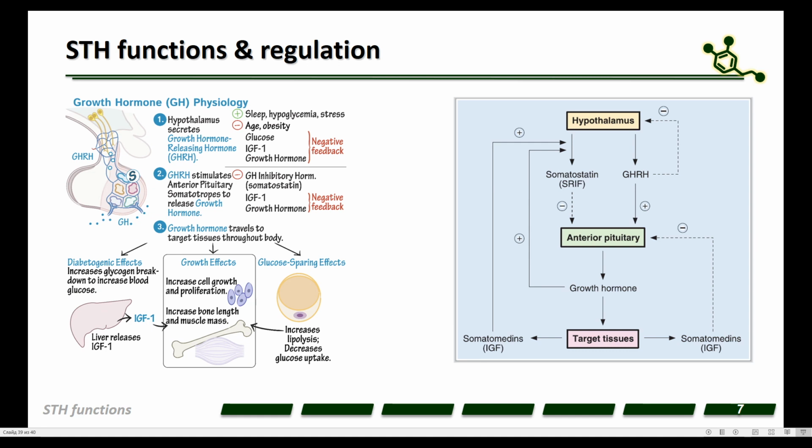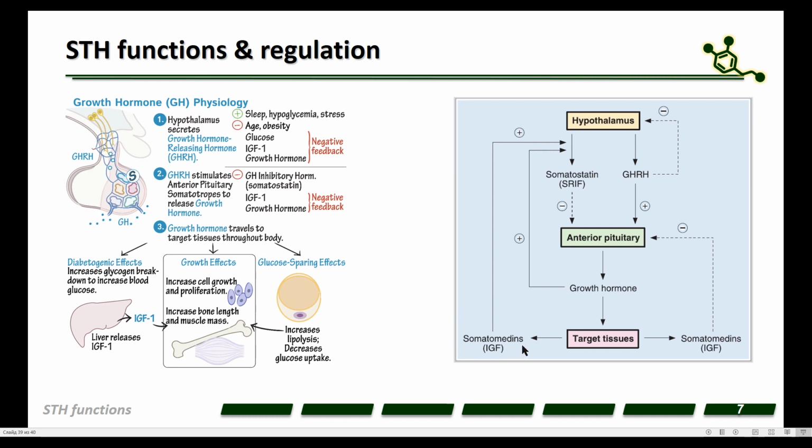And I'm going to give you one of the examples of feedback control for one of the hormones of the anterior pituitary. That's growth hormone. Growth hormone is secreted by the anterior pituitary, and as we have mentioned, we do have growth hormone releasing hormone and growth hormone inhibiting hormone, or somatostatin. So how does it work?